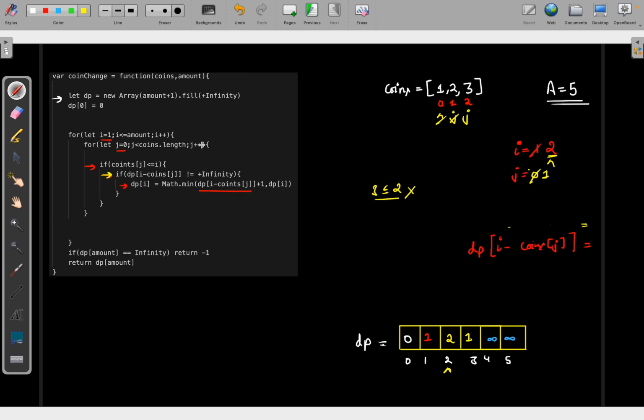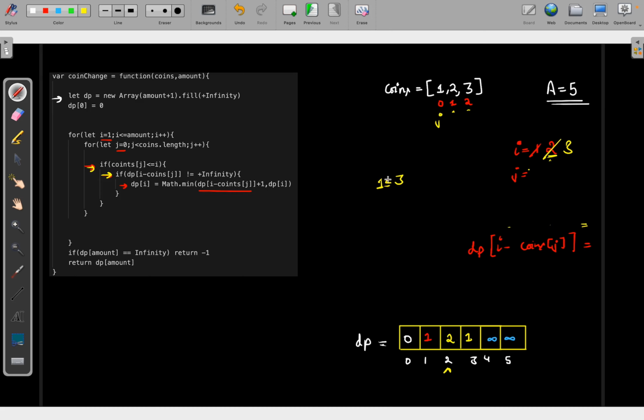Again, I will be i plus plus, so i will be now 3. So now i is 3. j will again start from here, this loop, right? So j will again start from here, and I will check coins of j, that is 1, is less than or equal to 3, right? This condition, yes, it is.